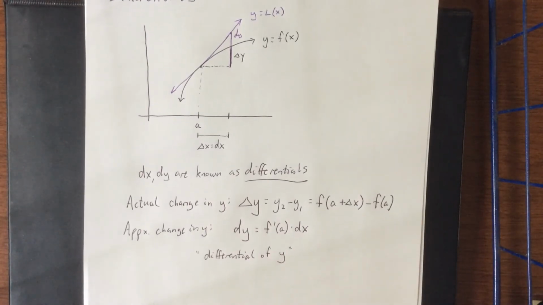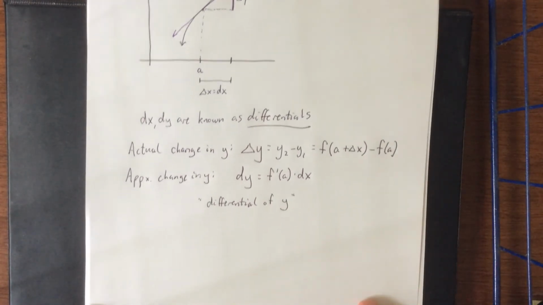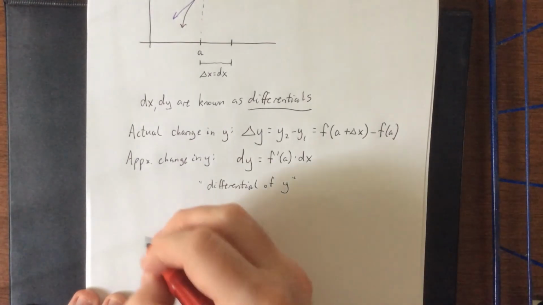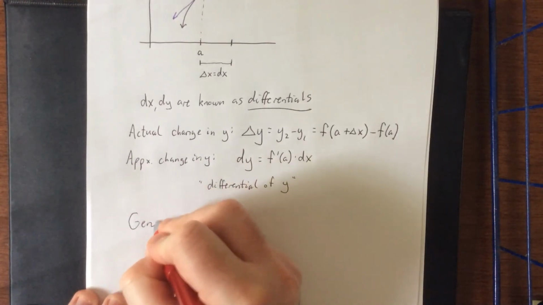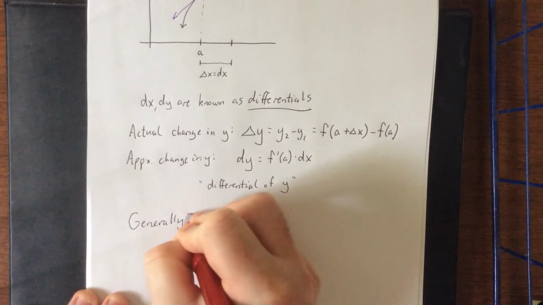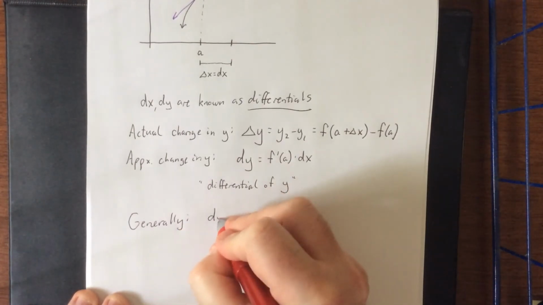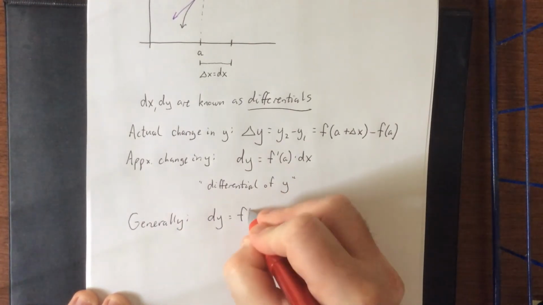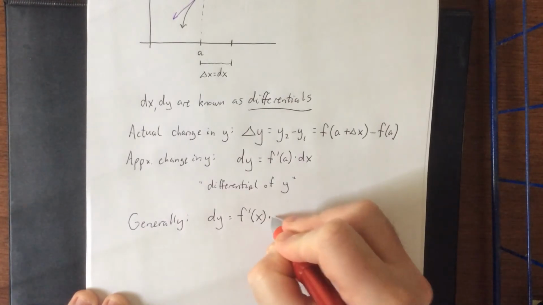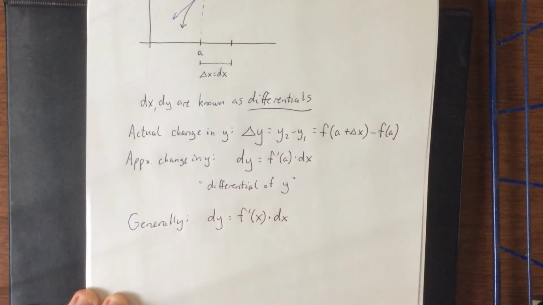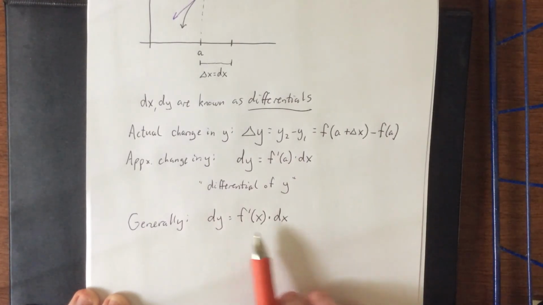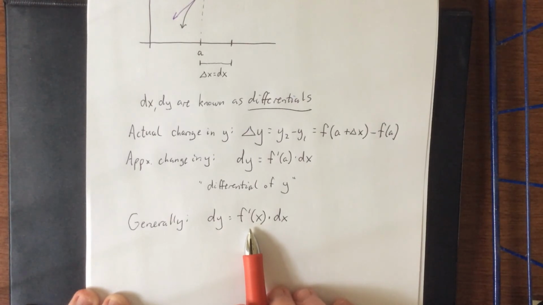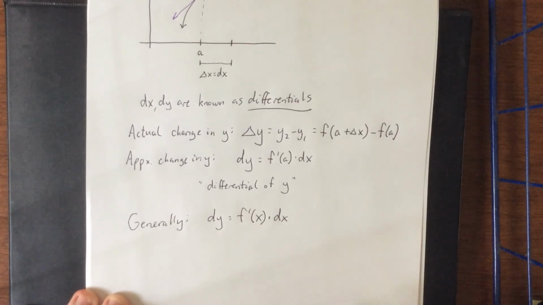Now in the event that an a value is not specified, we can also create the following. So more generally, dy would be equal to f prime of x times dx. Where generally speaking, dx will be given to you and f of x will be given to you. It'll be up to you to actually differentiate this thing.